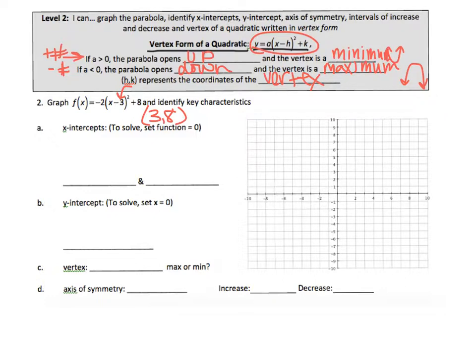Other kids can just ignore that sign on the inside of those parentheses and just see the number. So whatever works for you. But that vertex is going to be 3, 8. So here's what I'm going to do. I'm going to go ahead and graph that.